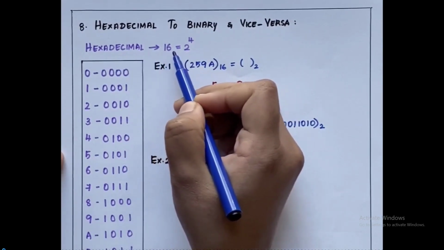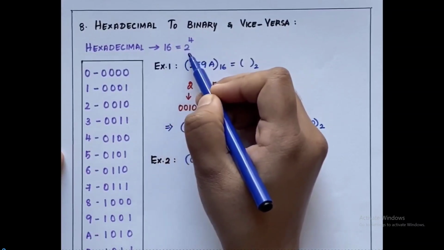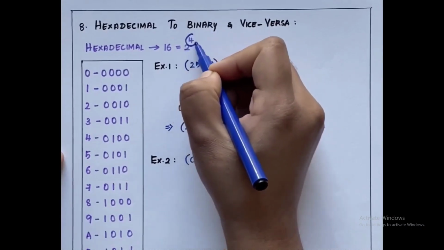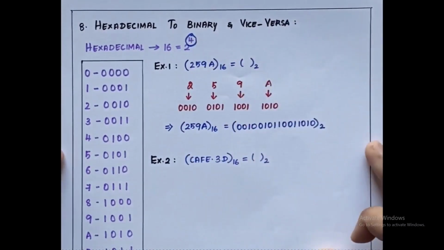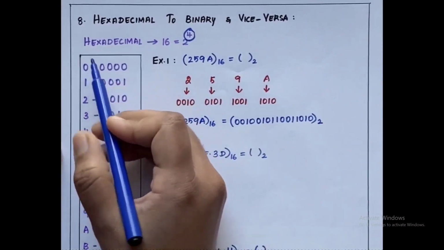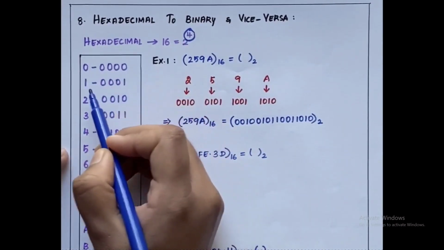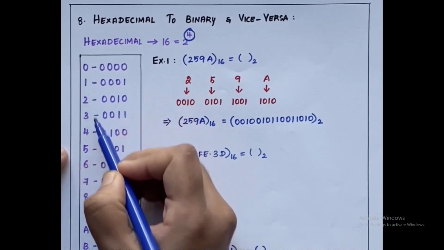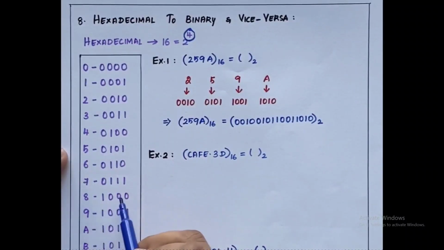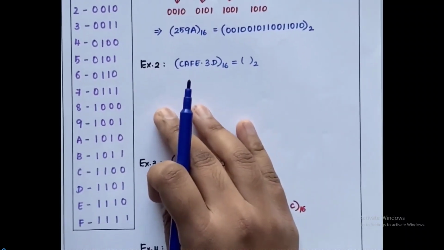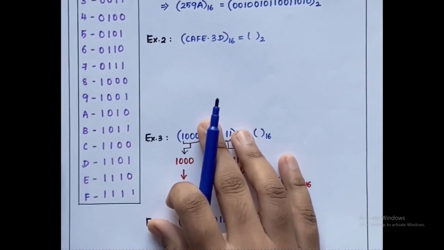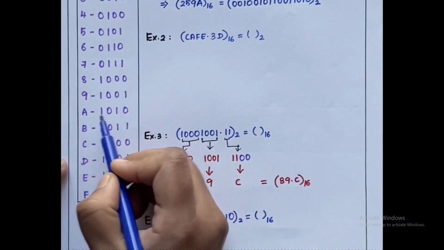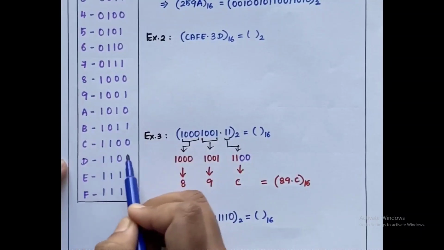Hexadecimal is a base 16 value, and 16 can be represented as 2 power 4, which means each value of hexadecimal can be represented with 4 digits of binary. That is the basic assumption. So 0 can be represented in binary with 4 digits as 0000, for 1 it is 0001, for 2 it is 0010. Similarly from 0 to 9, 4 digits of binary are filled, and after 9, the values 10, 11, 12, 13, 14, 15 are represented with A, B, C, D, E, F, and the corresponding values are filled accordingly.